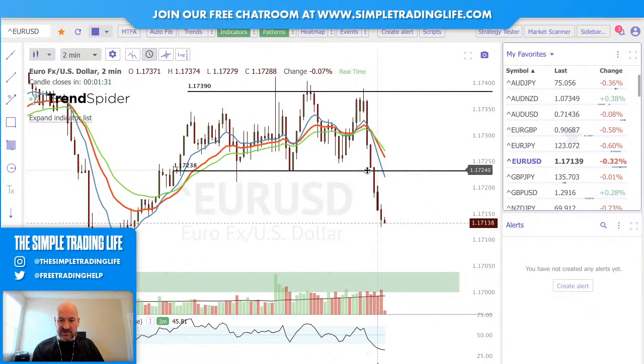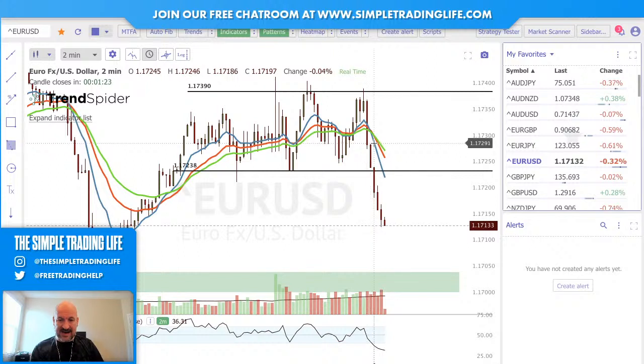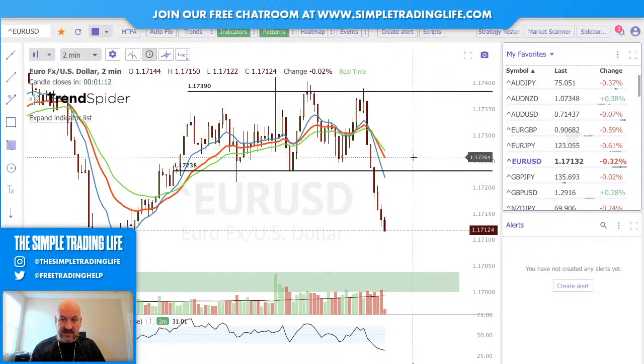Now, where would your stop go if you entered right here? You could do it a couple of different ways. Some people are going to go back on top of this next candle. Some people are going to go on the other side of these moving averages. Some people are just going to have a certain risk tolerance, right? And maybe they're going to say, my stop is 5 pips and I'm looking to make 15.